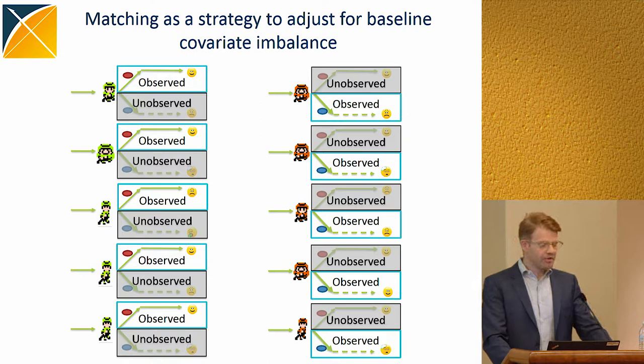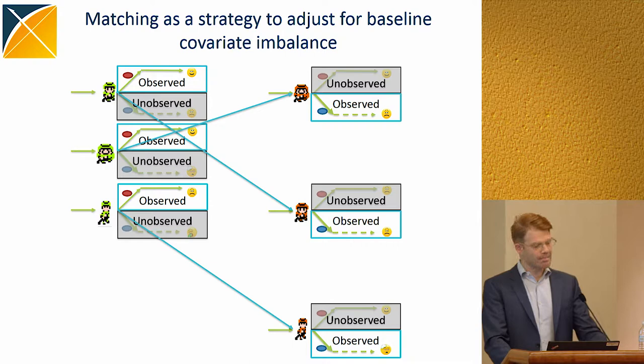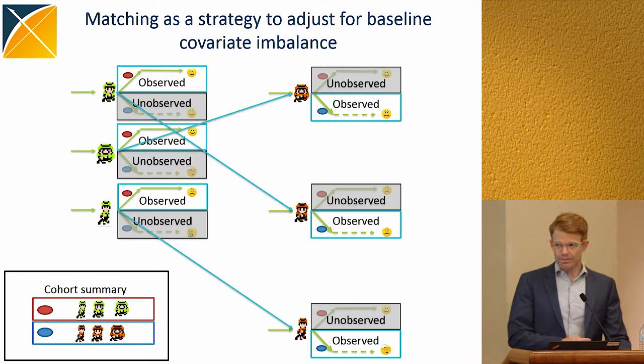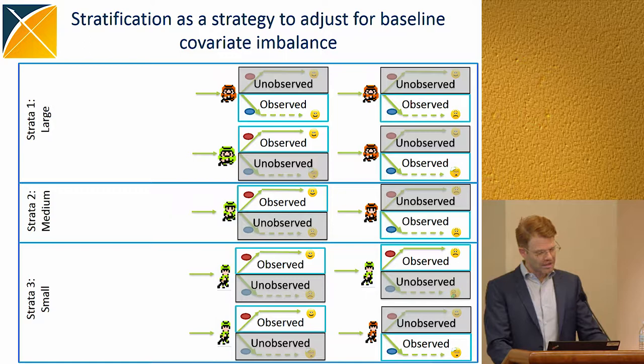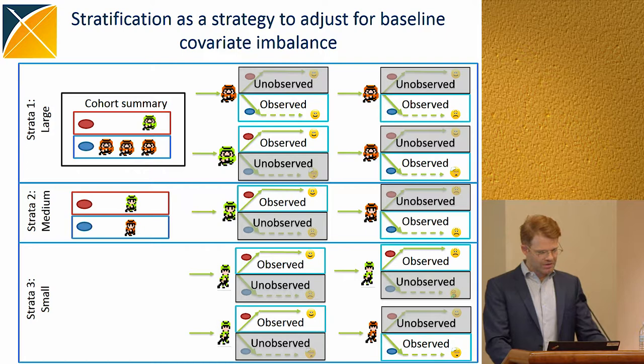So we can visualize some of these things, like matching on the propensity score, as you find your medium-sized hockey players and your large hockey players and your skinny hockey players, and then you only do your analysis on them. So for example, now our cohort summary is we have the red pill people, you've got a hockey player of each size, and the blue, you have a hockey player of each size. Stratification is where you create an outcome model among the large people only, among the medium people only, and then among the small people only, and you pool your effect across that. So you could get these three little summaries.